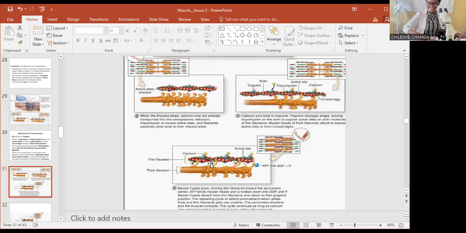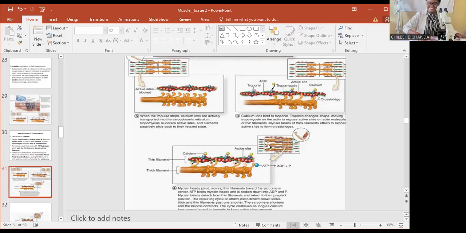Because when they bind, so if you look at this, this is in the process of binding. This is binding, and then when they bind, they're going to kind of pull the thin filaments such that the thin filaments will move towards the middle, and that means the muscle has contracted, meaning it becomes shorter.